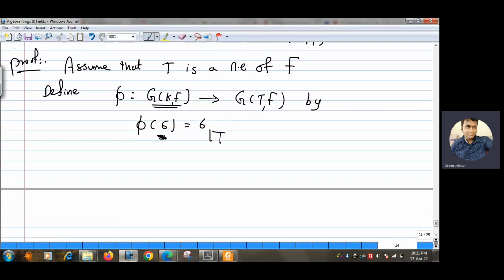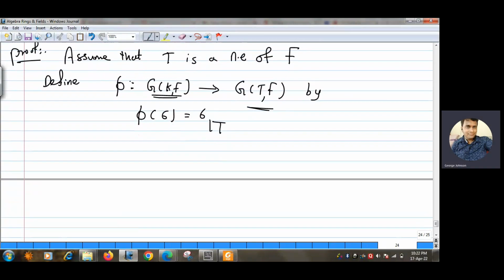Here the domain of sigma is K, but here the domain of sigma is T. We are not changing the definition, we are just restricting the domain. The domain of the old sigma was K; the domain of the new sigma restricted to T is T. We are not changing the definition of the function. So I am defining it like this. It's obvious that if sigma is an element of GKF, then sigma restricted to T, because the domain has been restricted, is an element of GTF.